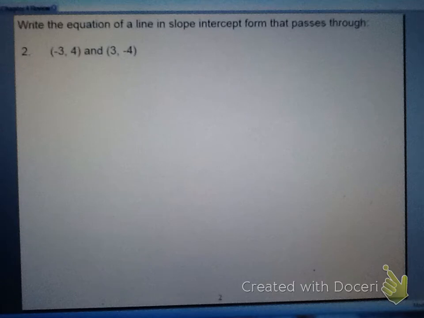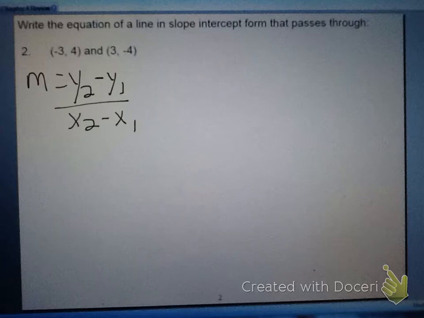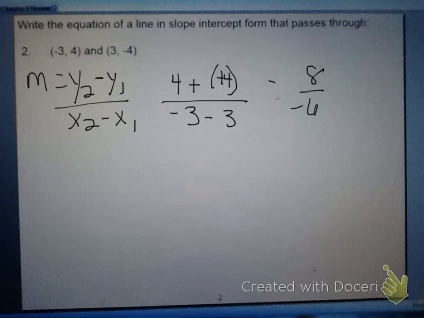Number 2, write an equation of the line in slope-intercept form that passes through the 2 points. First thing we have to do is find the slope. Always write the slope formula if you're going to use a formula. So that's 4 minus a negative 4 over negative 3 minus 3. This turns a plus a positive, so that's 8 over negative 6. Always reduce your fractions and never leave a decimal in the denominator. So that's negative 4 over 3.